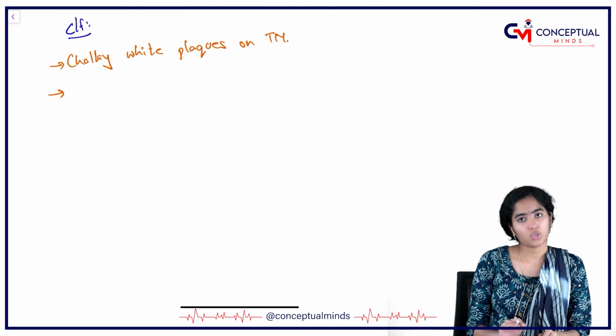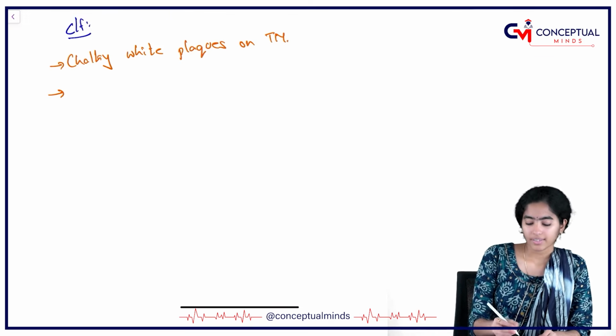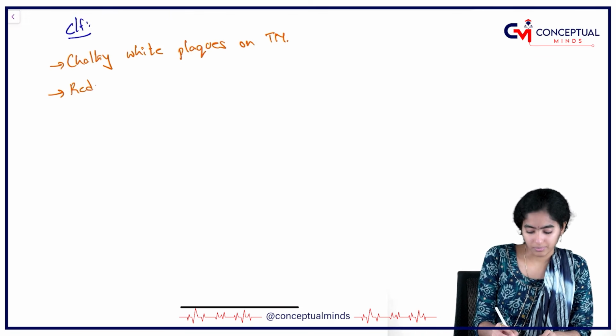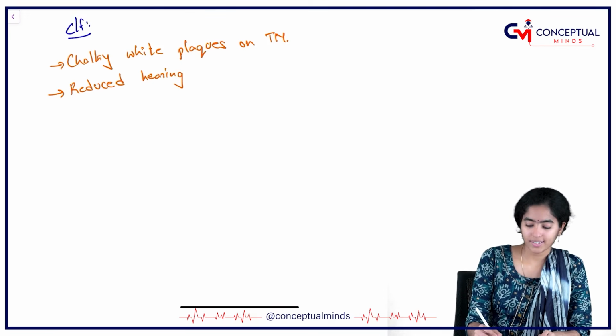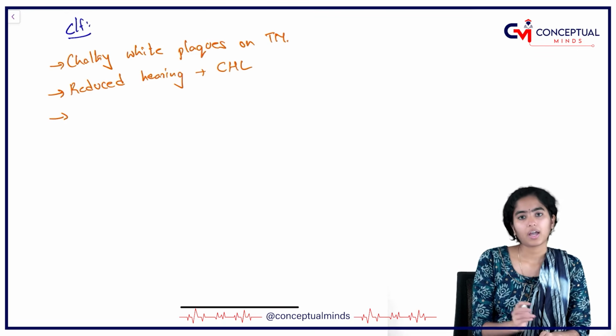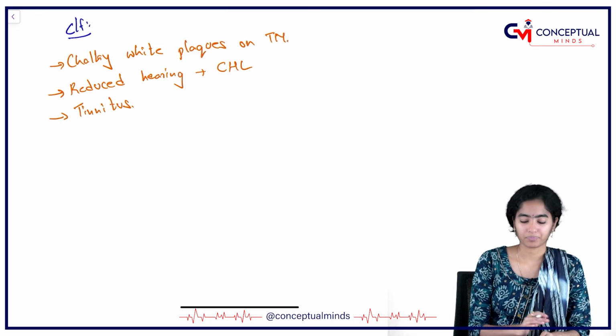But the patient is usually asymptomatic, okay? So there are no complaints from the side of the patient. Mostly what you find are signs. There could be reduced hearing. Hearing loss is possible. And if at all hearing loss is present, it is of the conductive type. And tinnitus could also be seen. Ringing sensation in the ear is seen.